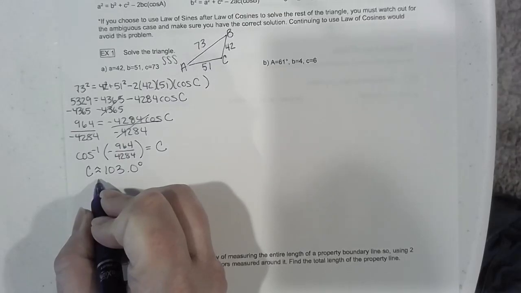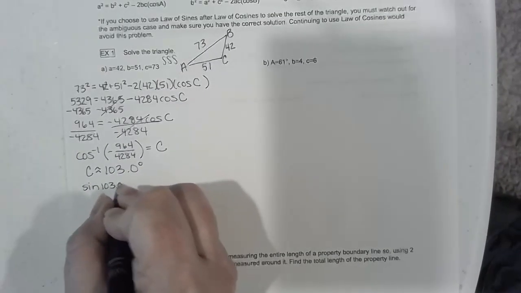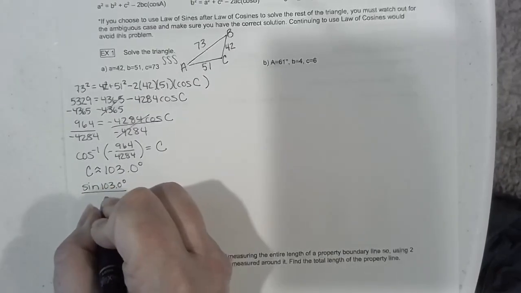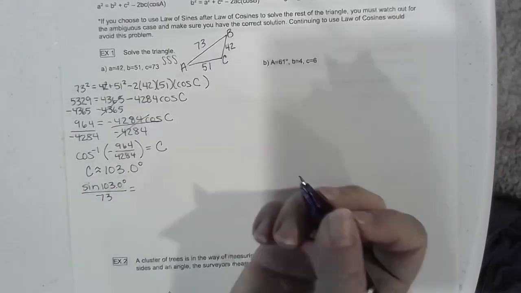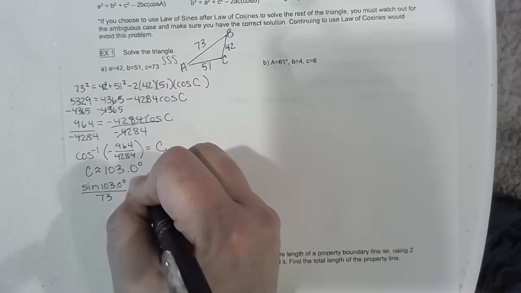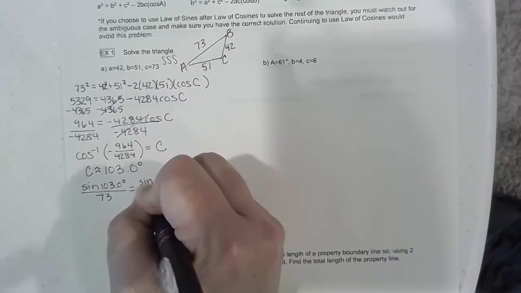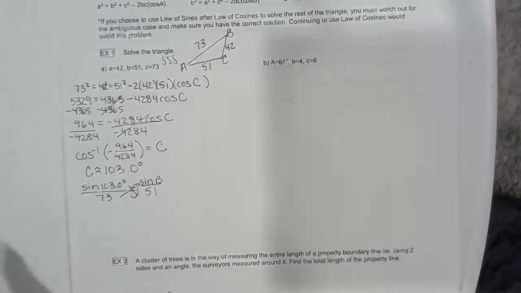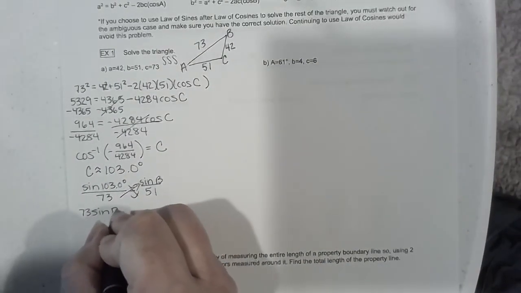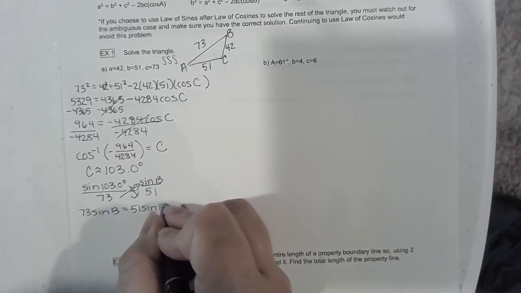So if I switch over to law of sines here, sine of 103 over side C equals sine of A over A or sine of B over B. I usually go biggest to smallest, so I'm going to do sine of B over 51. And now this looks exactly like what we did in section 9.2. We are simply going to use our law of sines here to get angle B alone.